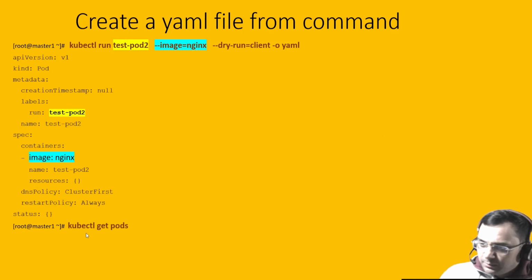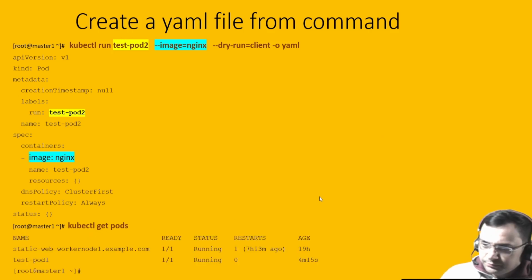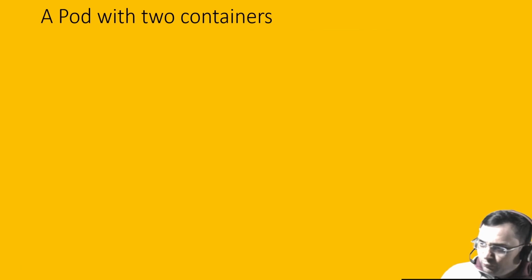If I execute the command kubectl get pod, I will see nothing here because I used --dry-run=client. I just want the YAML file of this command so that I can modify this YAML file and then create this pod. Later on, we will learn how we can use this YAML file, edit the file and then create the pod. A pod with two containers.